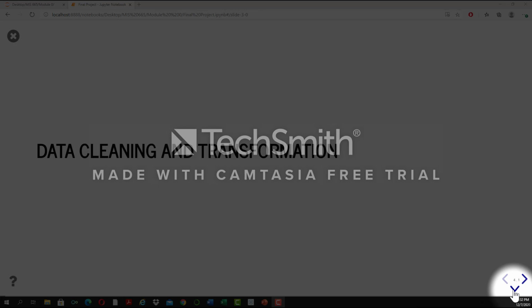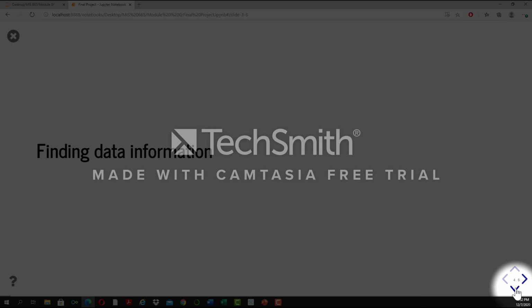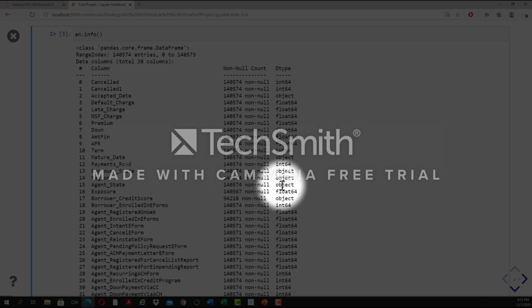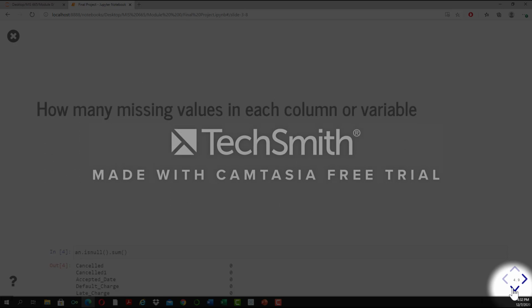When it comes to the processes of analysis and results, we will begin with data cleaning and transformation. So we first import our packages, we move on to loading our data. Then as you can see, this is our data. Then we move on to finding data information. So we look at the items that have strings, objects, and numbers. Then we look for missing values.